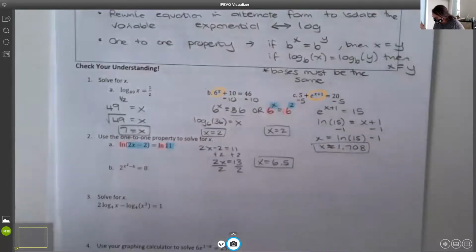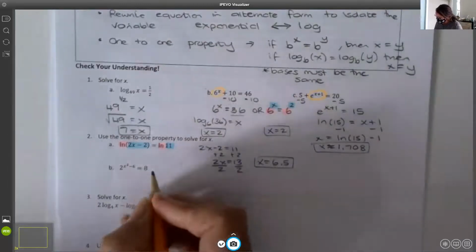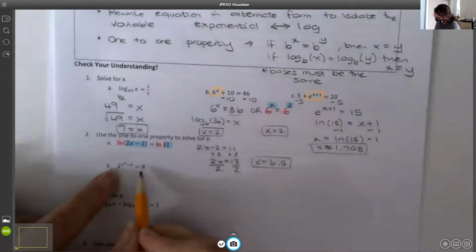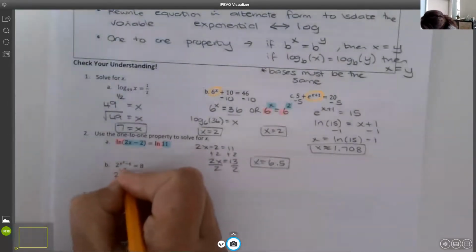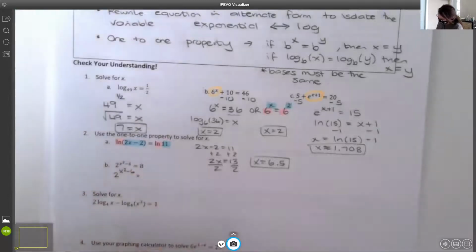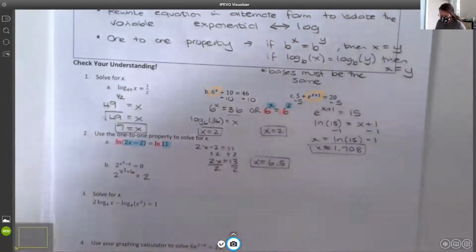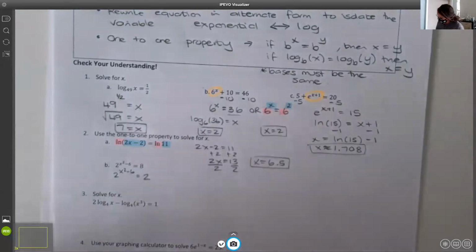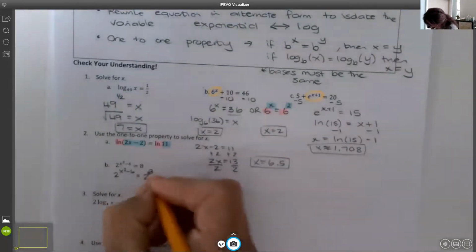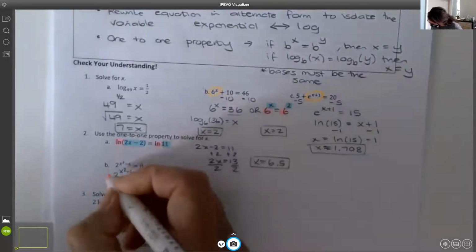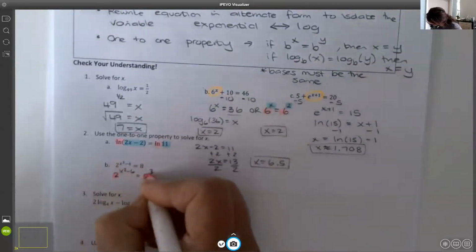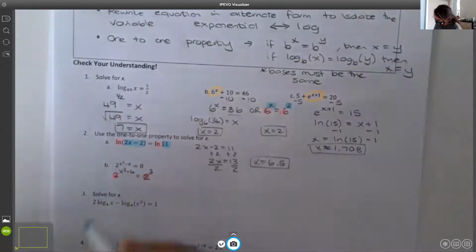The next one is asking us to use the one-to-one property. And right now we cannot use the one-to-one property because we don't have the same base on both sides. So what you would want to do is start by rewriting an 8 with a base of 2. So we know that 2 to the power of 3 is equal to 8. And so now that you've done that and you have both bases the same on both sides, you can now set the exponents equal to each other.